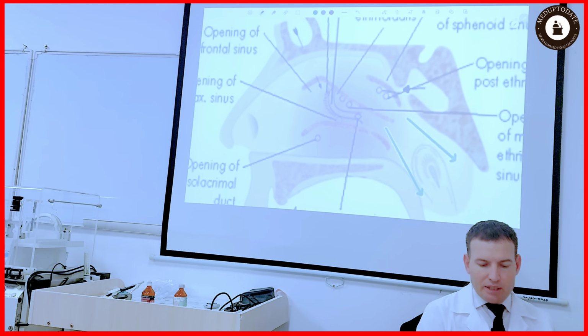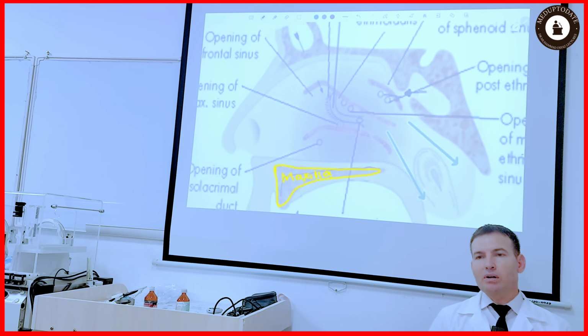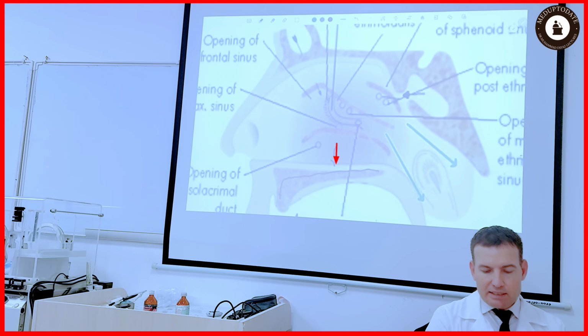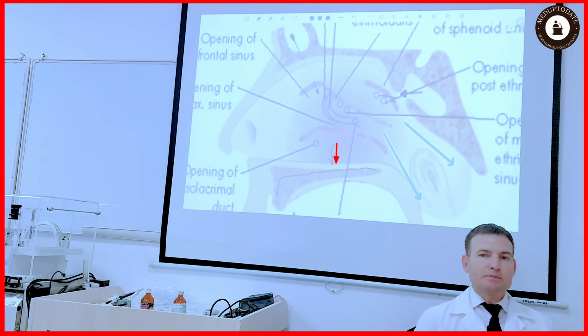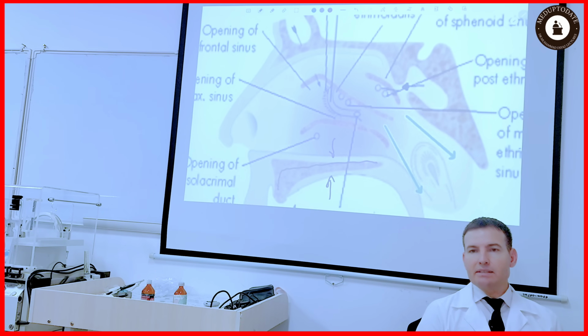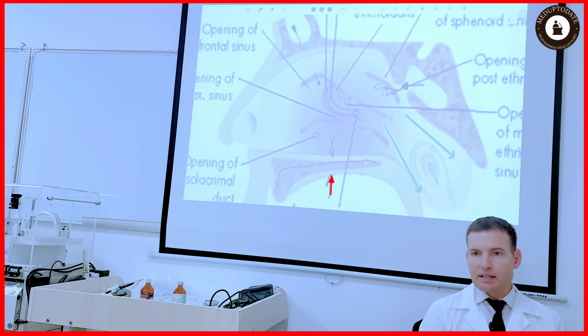Okay, so mainly we have the maxilla. This is the maxillary bone. Okay, mainly it is formed by the maxilla, and on the nasal side it is covered by the nasal mucosa, and on the oral side it is covered by the oral mucosa. Okay, as you can see in this diagram.